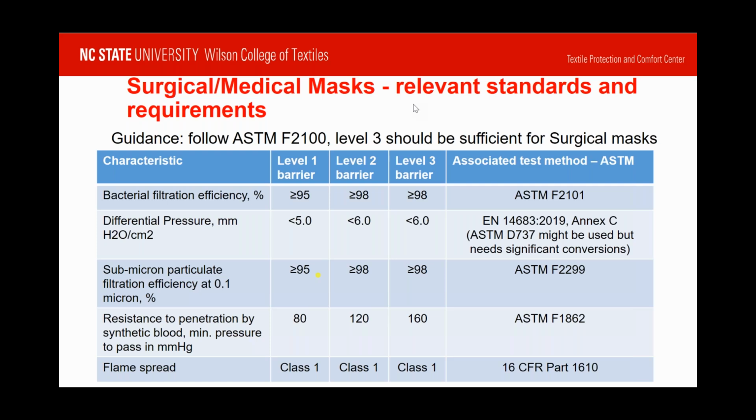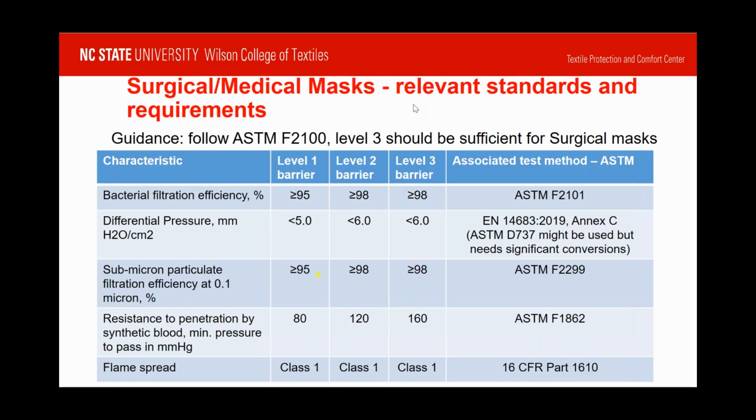In addition to bacterial filtration, it also looks at submicron particulate viral filtration efficiency. As you see here, 3 levels, or actually 2 levels only, 95, 98, and 98 for these very tiny particles. And as I mentioned, the resistance to penetration by synthetic blood, ASTM F1862, that is really the strict requirement at level 3, 160 millimeters mercury. It's pretty much a test cell where you have a liquid exposure on one end of the cell, and you measure underneath what will be pushed through at that 160 millimeters mercury pressure.